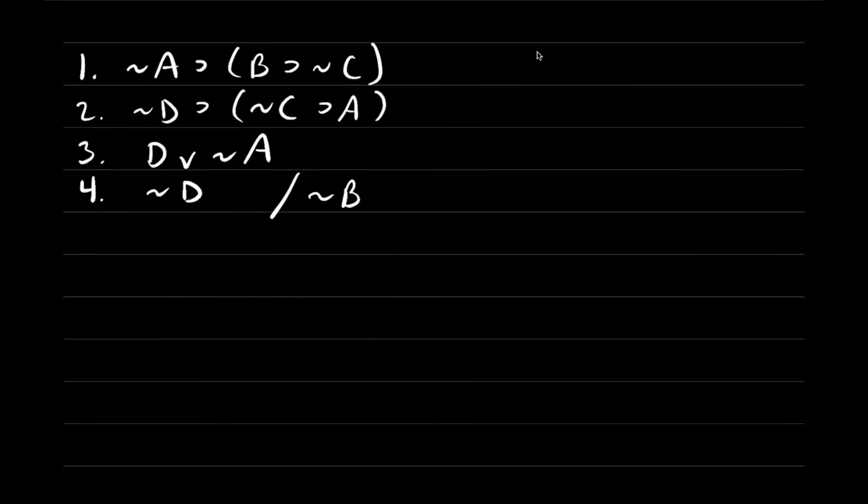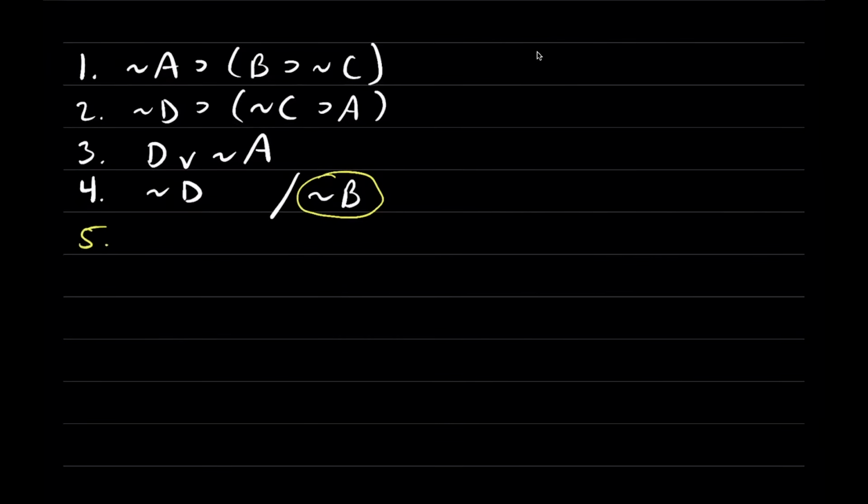Okay, this argument, we've got 4 premises. The first one says, if not A, then B implies not C. Line 2 says, if not D, then not C implies A. Line 3 tells us that either D or not A is true. And line 4 says not D. D is false, in other words. And the conclusion that we're trying to show is not B. So once we've shown not B on its own line, we're done.